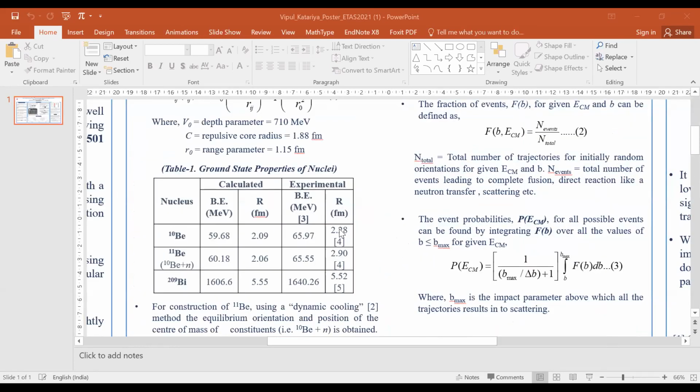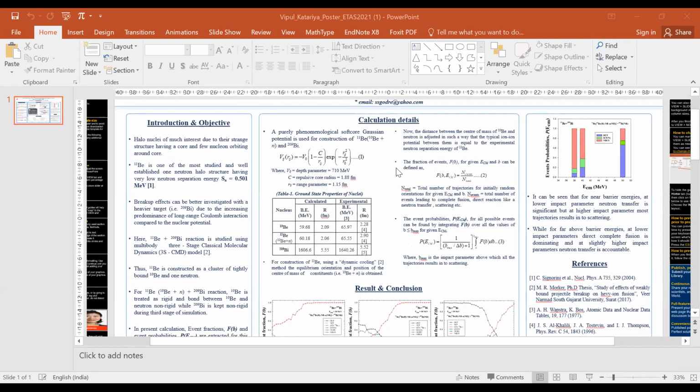Now, here are the calculation details. For the construction of target and projectile, we have used the phenomenological soft core Gaussian potential, which is given by equation number 1, and the potential parameter set used for this potential is V0 equal to 710 MeV, C equal to 1.88 Fermi, and R0 equal to 1.15 Fermi.